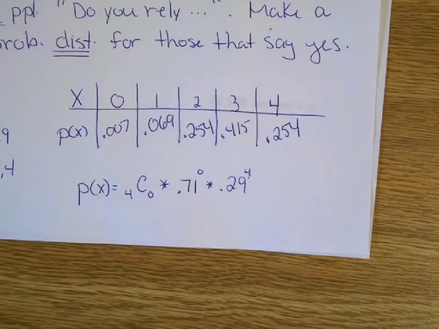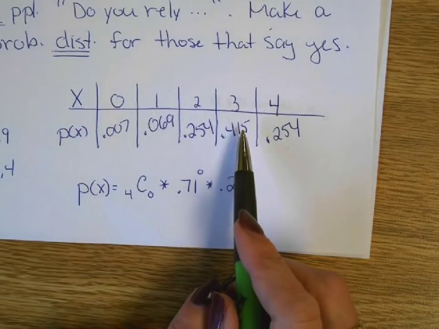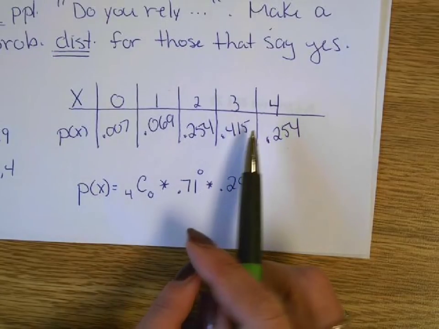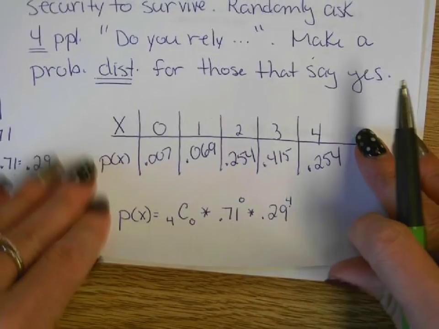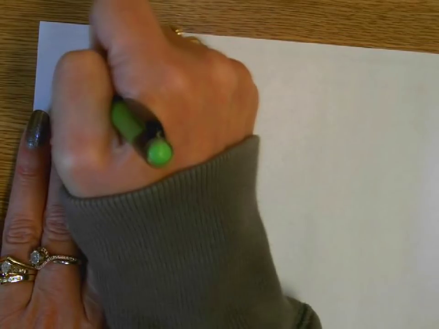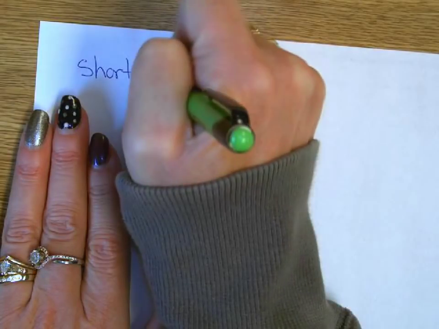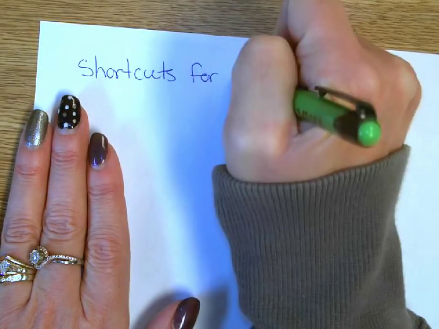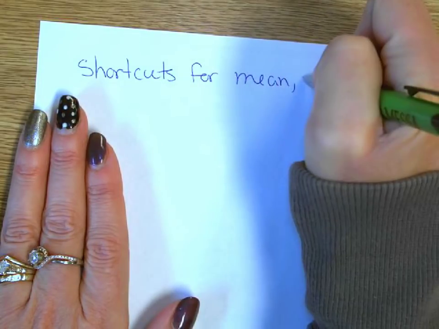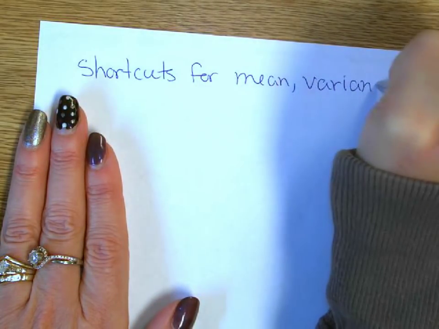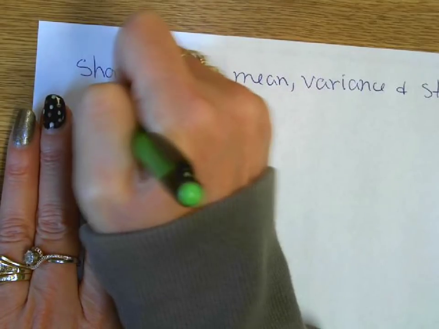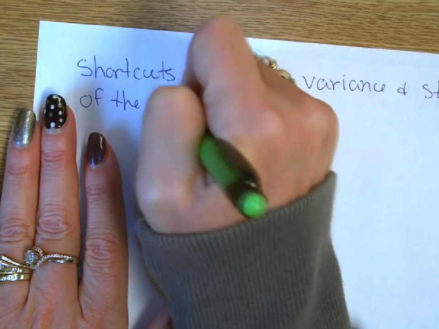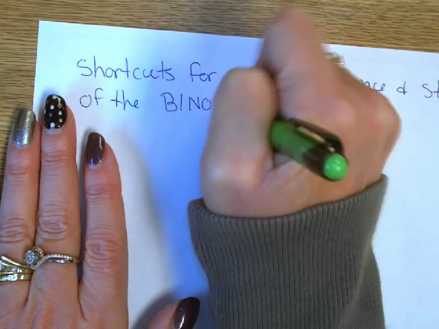And then the last thing we're doing in this section is finding the mean, the variance, and standard deviation for a binomial distribution. Now we could go back and use those formulas from 4.1, but for a binomial we have some shortcut formulas, but only if it's a binomial distribution. So, shortcuts for mean, variance, and standard deviation of the binomial distribution.